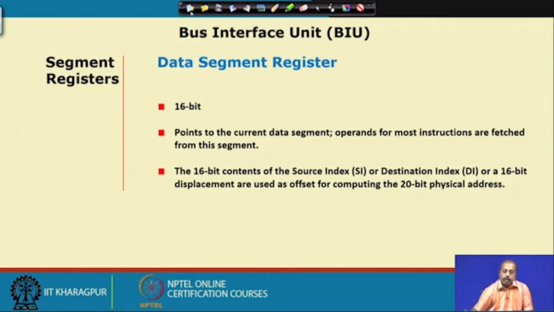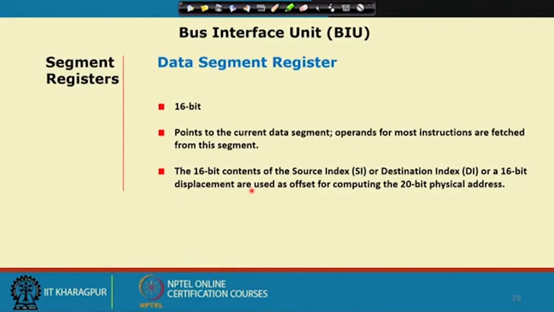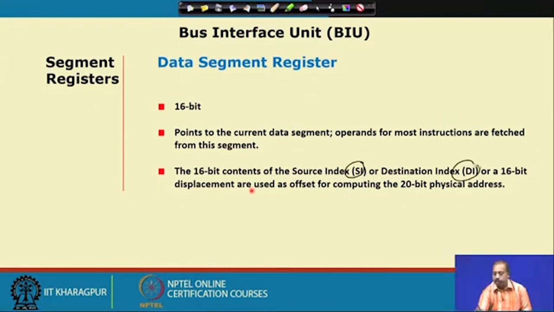This way we have a data segment register pointing to the data segment. And most instructions means some instructions use some other segment register for data access. For example, when you are accessing the stack, the stack segment register SS is used, or there is another segment register, ES, the extra segment register, which can also be used for data. The 16-bit content of the source index register SI and destination index register DI, or a 16-bit displacement, are used as offset for computing the 20-bit physical address. These SI and DI registers we will find in the execution unit.